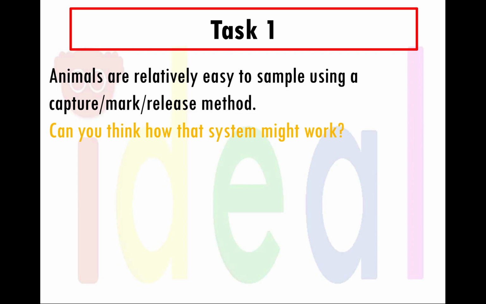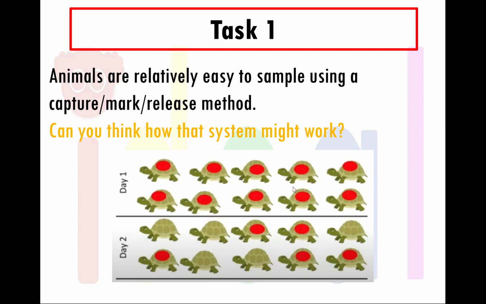Okay, so hopefully you've had a look at that question. If you have a look at this picture, this isn't squirrels, this is turtles. But if you went to a place on day one and you caught all of the turtles that you could catch and you put a little dot on them, a marker, something that is non-toxic to that animal, you go away and then you come back and you collect the same amount of animals. Some of those animals will be marked and some of them won't. And you can use this method called capture, mark and release to figure out how many animals you have in a certain area.